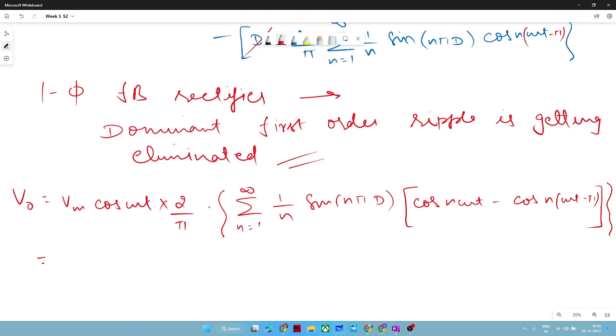Now, again, same as the half wave rectifier, what we need to do here to achieve only the DC component. So which component of n should I consider?